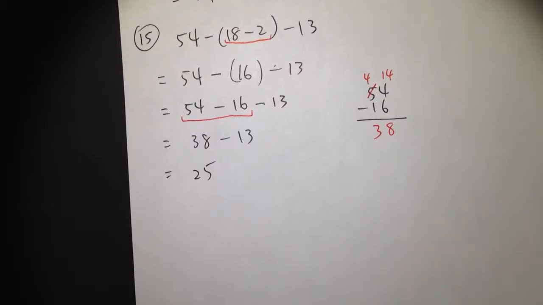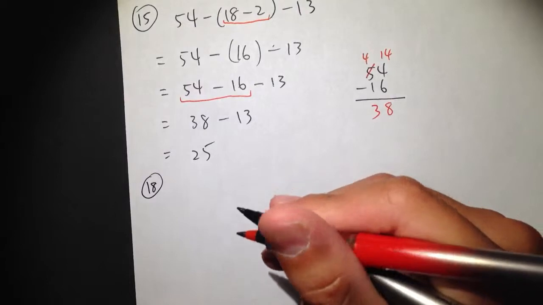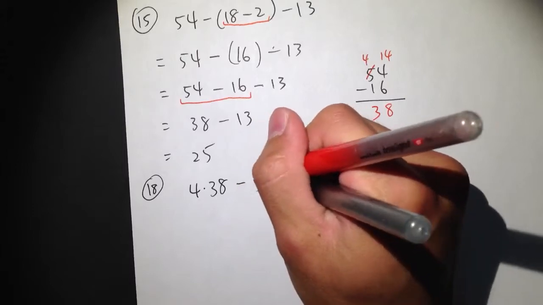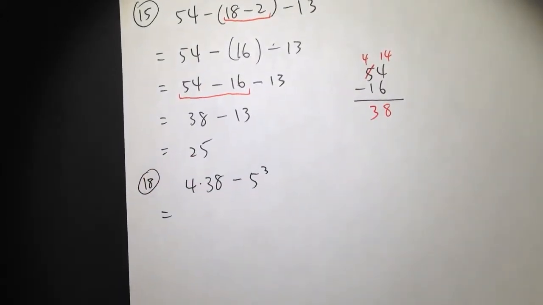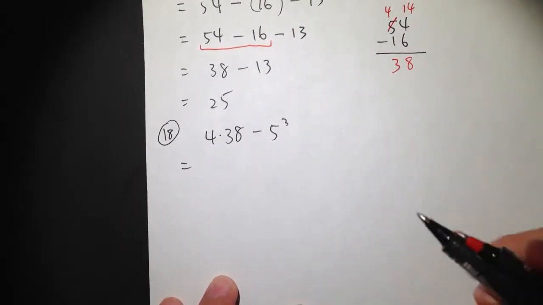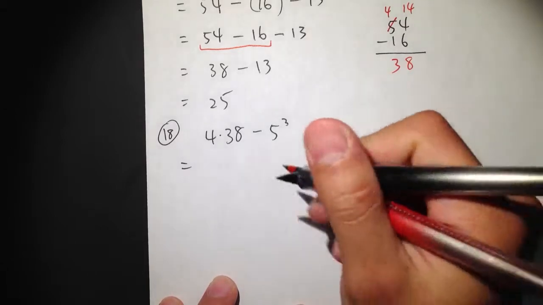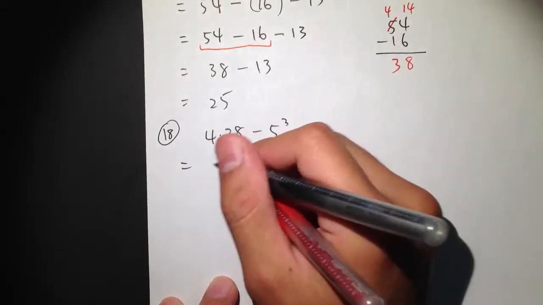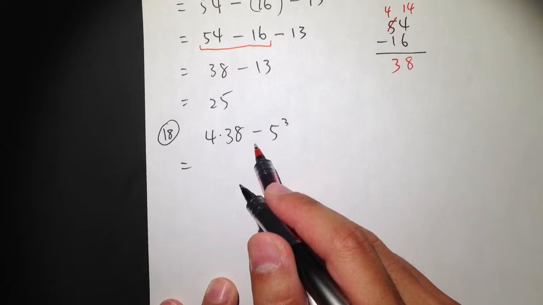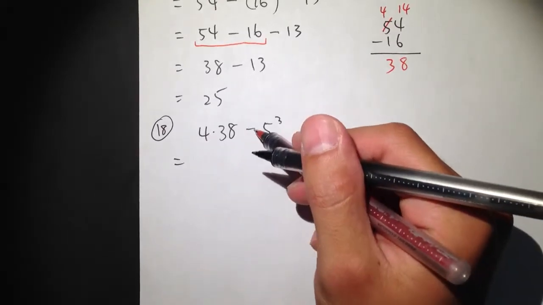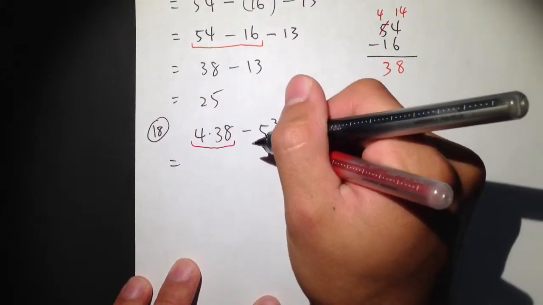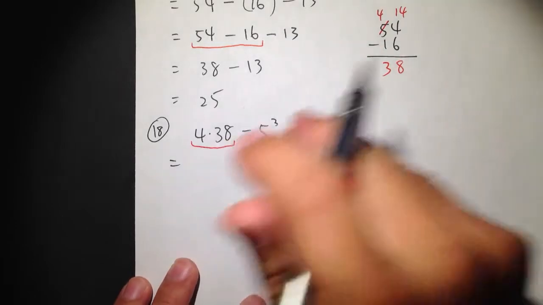And then let me just do one more in this video. Number 18 is 4 times 38 minus 5 to the third power. I want to show you guys this. Since we have exponents and multiplications, but notice these two things are separated by subtraction, and we need to do subtraction or additions at the end. What we can do is carry out this first, then carry out the calculation here, and then just subtract the result at the end.